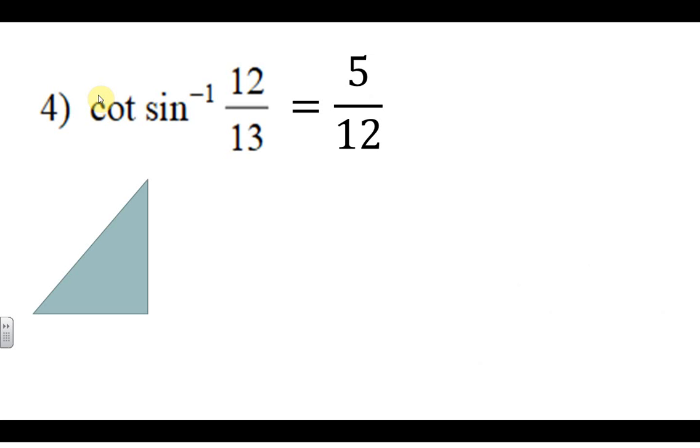All right. This one definitely got to do more. So the inverse. So what angle has the opposite 12 and the hypotenuse 13? So if I put my angle there, opposite over hypotenuse, use the Pythagorean theorem, I get 5.